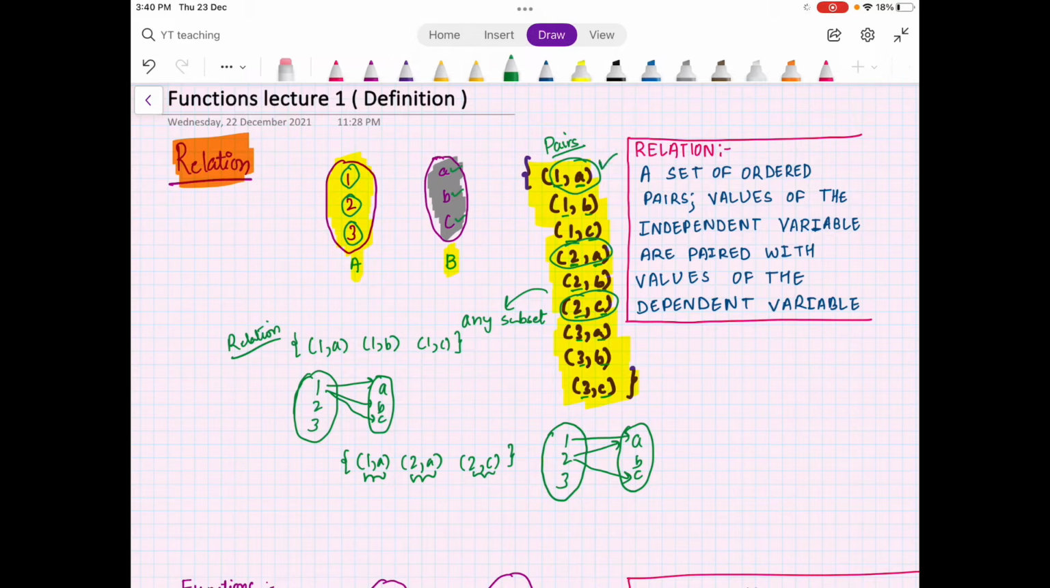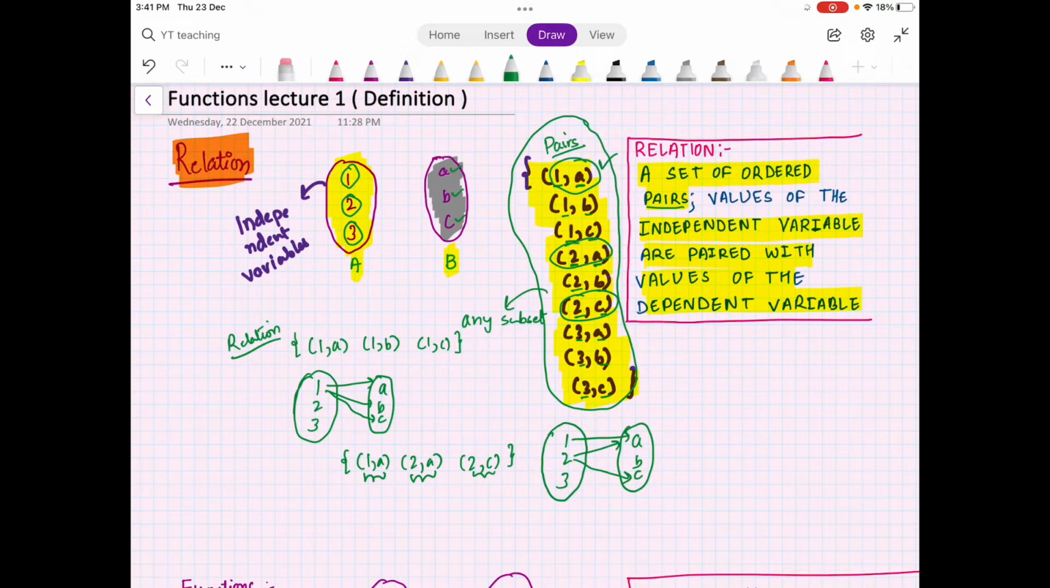This is a set of ordered pairs. I have written the definition here. A relation is a set of ordered pairs, values of the independent variable, which is this first set, paired with the values of the dependent variable. There is no restriction. The only thing is you have to take a subset of this whole set. You are free to choose any ordered pair, and that is a relation.